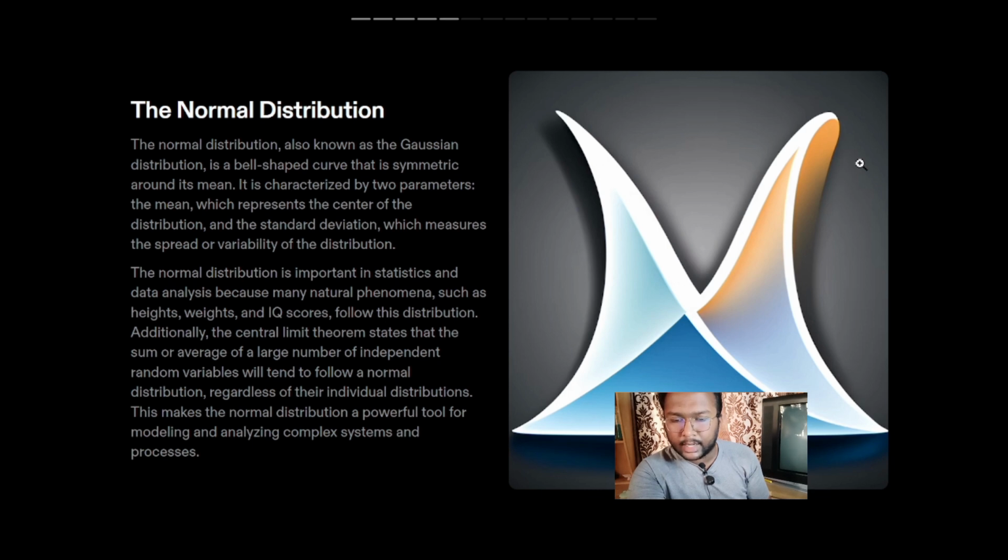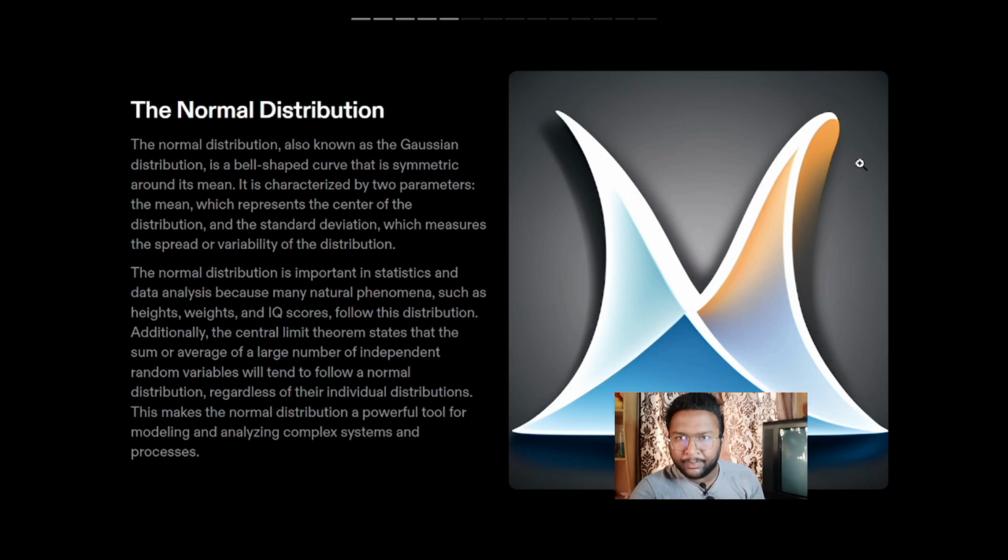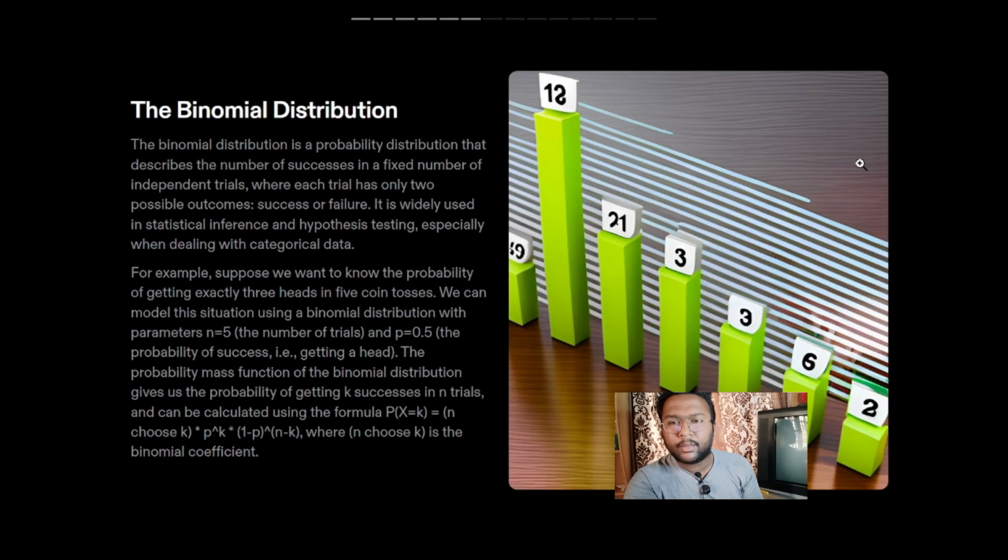Additionally, the central limit theorem states that the sum or average of a large number of independent random variables will tend to follow a normal distribution regardless of their individual distributions. This makes the normal distribution a powerful tool for modeling and analyzing complex systems and processes.